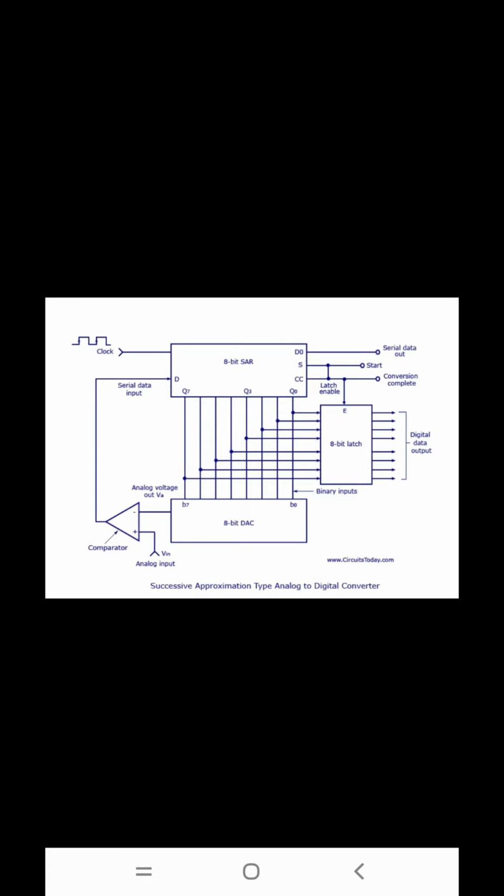When CC is made high, it makes the latch enable pin high, hence we get the digital data output at the latch, the 8-bit latch. The digital data are also available serially as the SAR determines each bit. Okay, so to cycle the converter continuously, the CC signal may be connected to the start conversion input again.